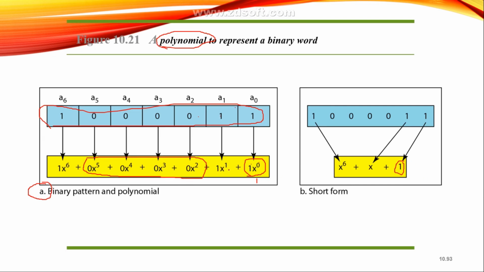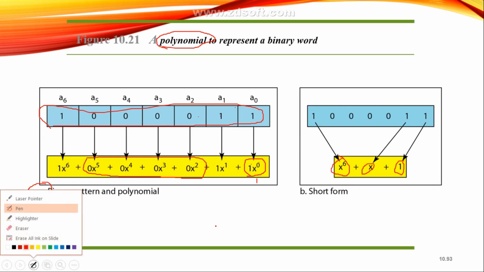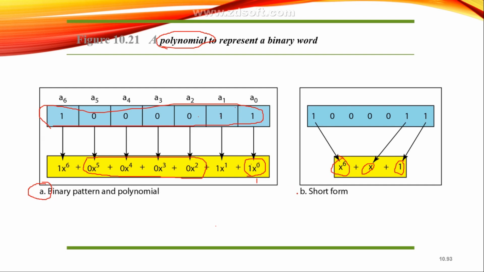And x raised to 1, so 1 into x is x. All the in-between terms are zeros because their coefficients are 0. So what remains is x raised to 6. In this manner, guys, you can see how we can represent the binary pattern in its polynomial form. And in this figure, you can observe how we remove all the terms with zero coefficients, and we can represent the 7-bit pattern in its short form, using just three terms.